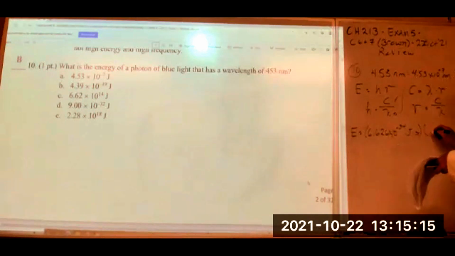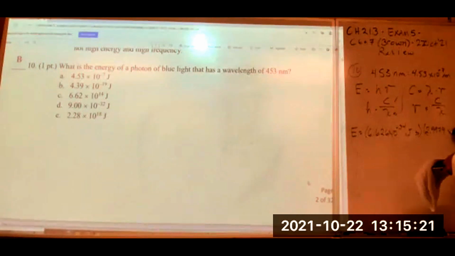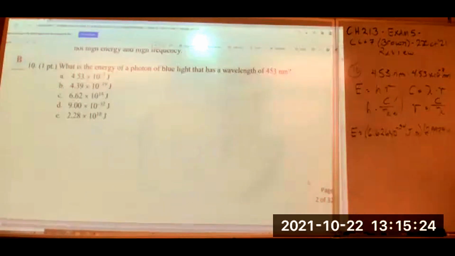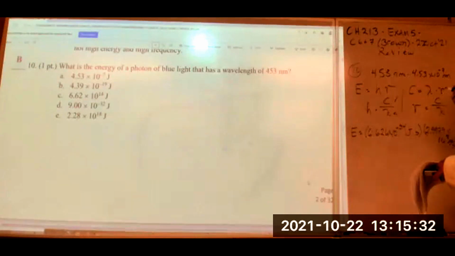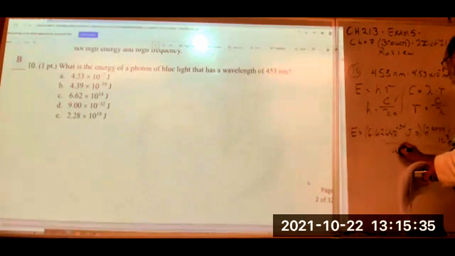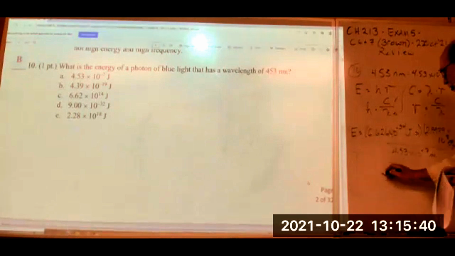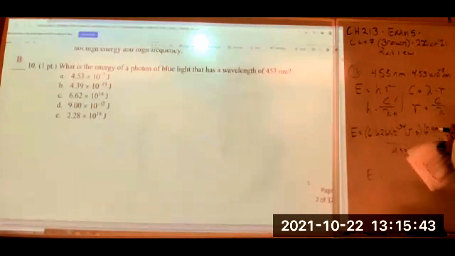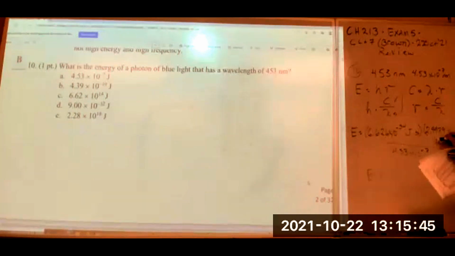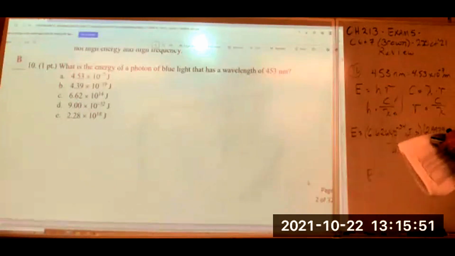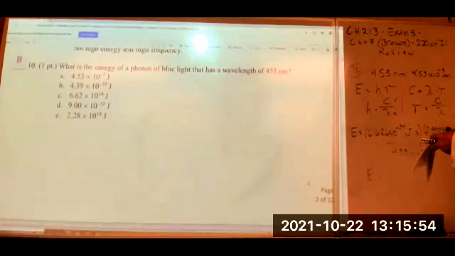Okay. Just for a second. Divided by the wavelength. And the units of measure, meters cancel, seconds cancel, units will be joules. And that should be 4.39 times 10 to the minus 19 joules.